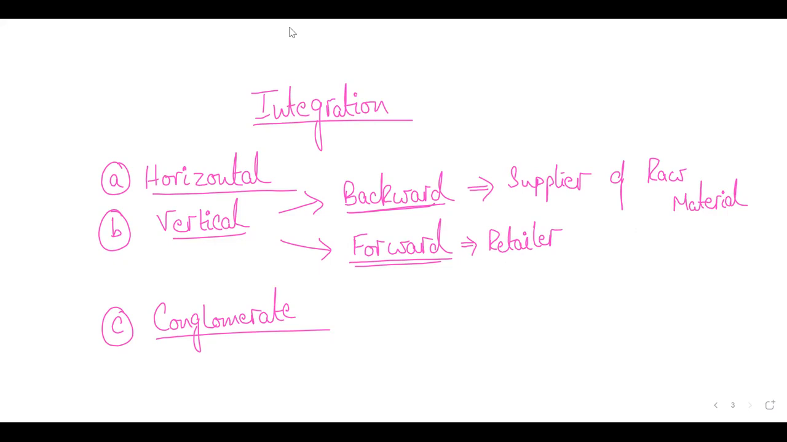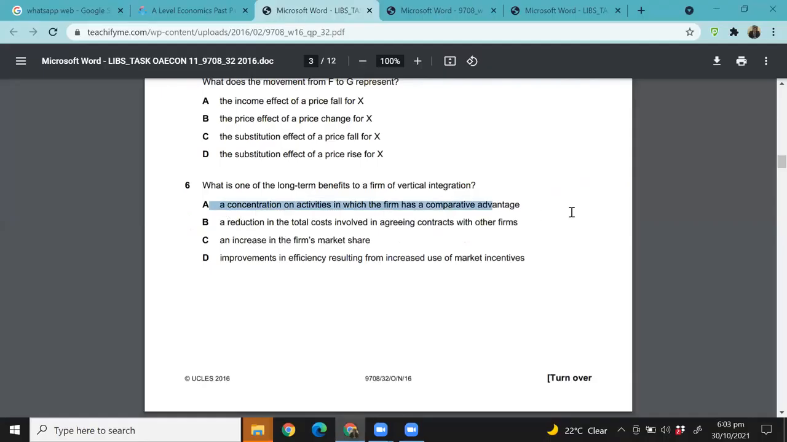Now, since it's talking about vertical integration: a concentration on activities in which the firm has competitive advantage, I think this is referring to horizontal integration. A reduction in total cost involved in agreeing contracts with other firms. Increase in firms' market share, again, this is horizontal integration. Improvement in efficiency resulting from increased use of market incentives, of vertical integration.